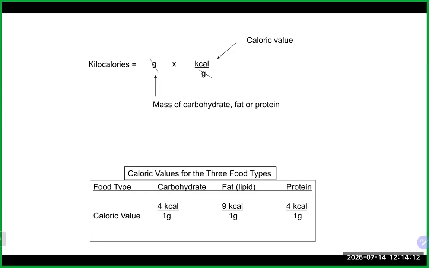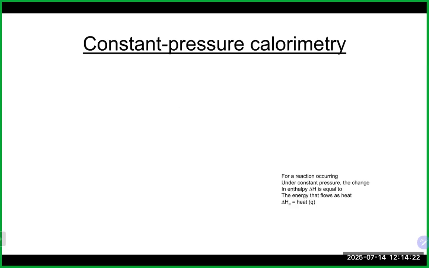You take the caloric values of the carbohydrates, fats, and protein, and times it by the grams of each of them, add them together, and that'll give you your calories.